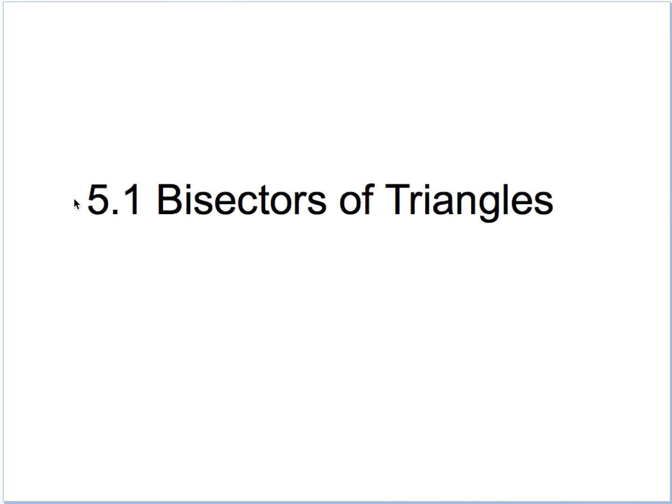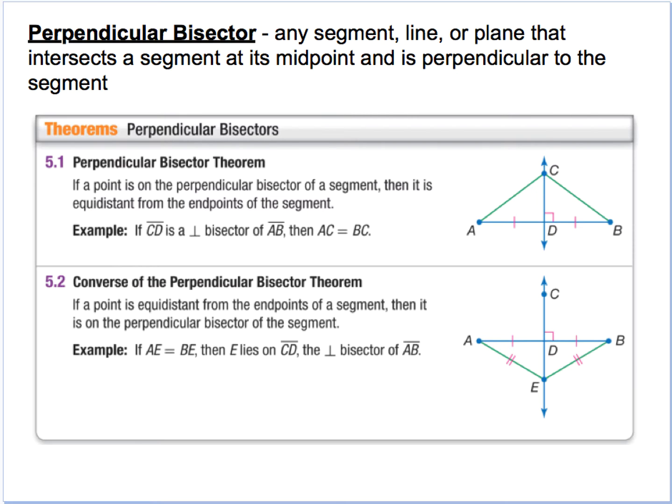Okay, so today we're going to talk about bisectors of triangles. So these bisectors that we'll talk about, you guys have already seen before, but we're going to look at a few more properties with them and also how they work when we draw them in triangles. So the first bisector we'll look at is a perpendicular bisector.